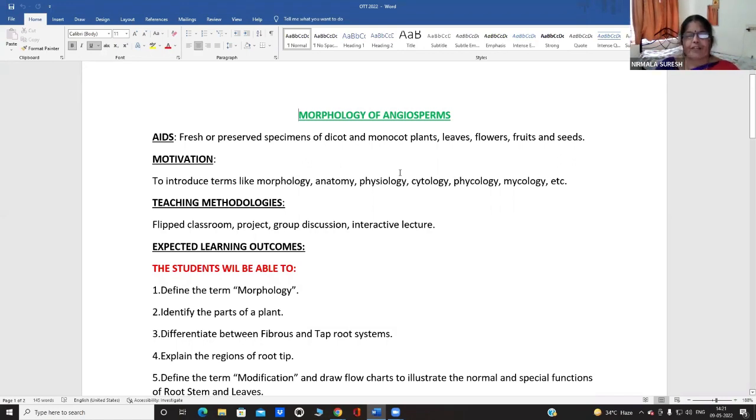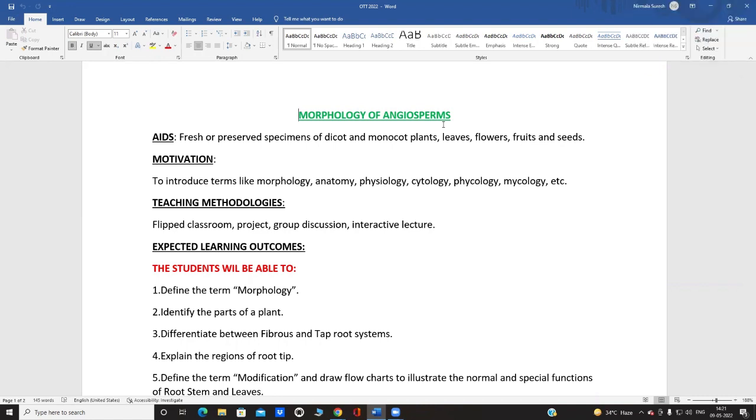In this chapter, flowering plants, we are going to understand the morphology of angiosperms. Angiosperms are nothing but flowering plants. The title says flowering plants, but the flowering plants are classified under angiosperms. So let us recall the 5 kingdom classification of Whittaker.